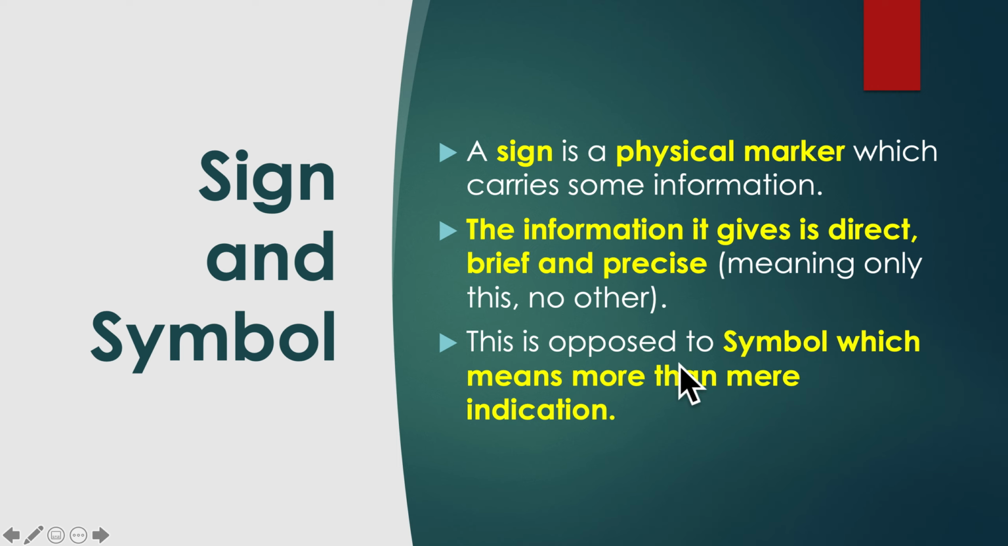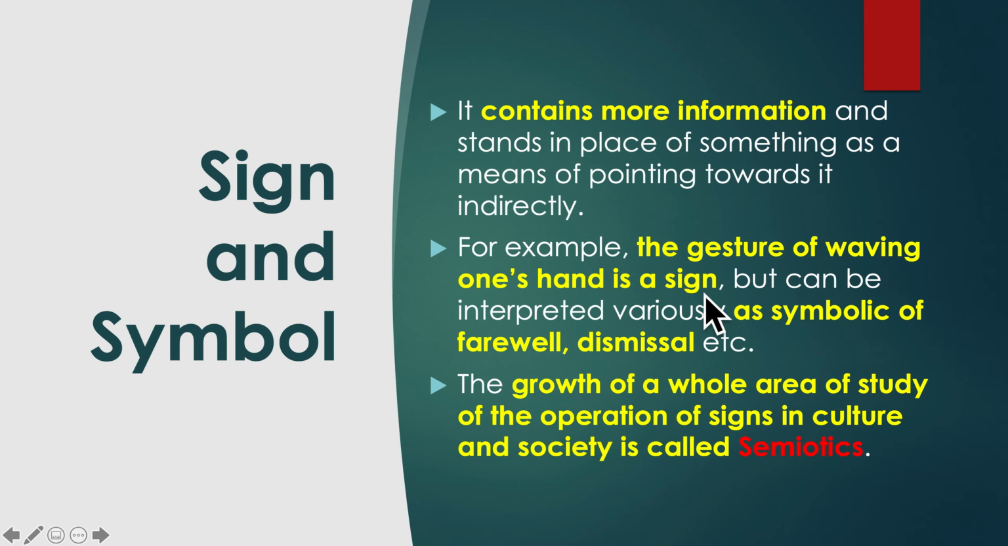This is opposed to symbol, which means more than mere indication. Opposite to sign is symbol. Symbol carries layers of meaning. It has a hidden meaning, secondary and tertiary meaning, but sign only carries primary meaning. What it means, that means only, no other. Okay, let's move to the next.